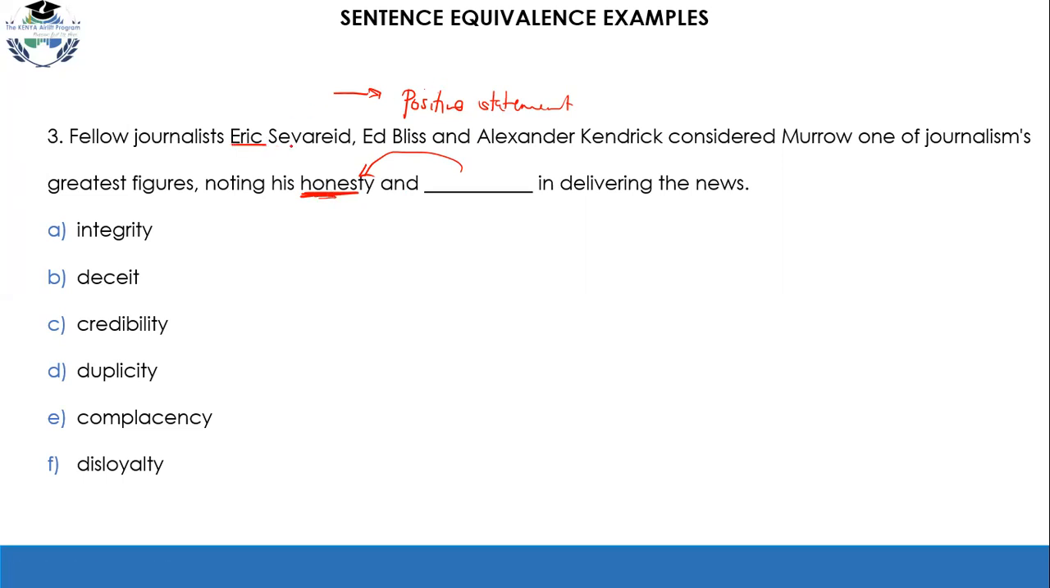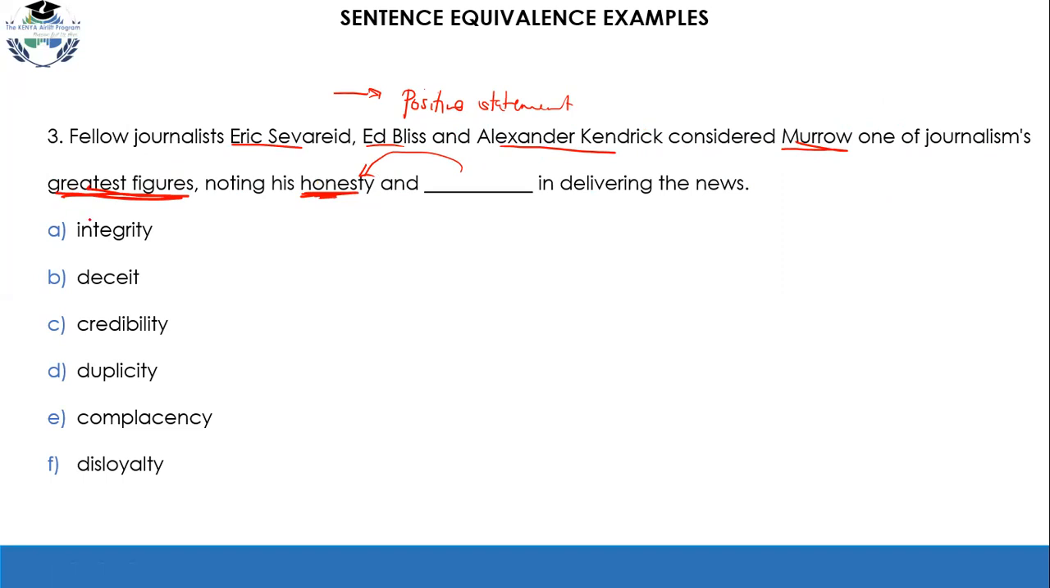journalists. We have Eric Saverin, Ed Bliss, and Alexandra Kendrick. This sentence talks about what they think about Maro, right? What do they think about him? So they think he's one of journalism's greatest figures. There's no negation here. They think he's one of journalism's greatest figures, right? He's one, so meaning he's an upright person, he's trusted, he's really recognized, right? They respect him, noting his honesty and blank in delivering the news.